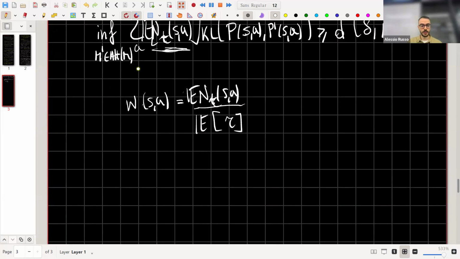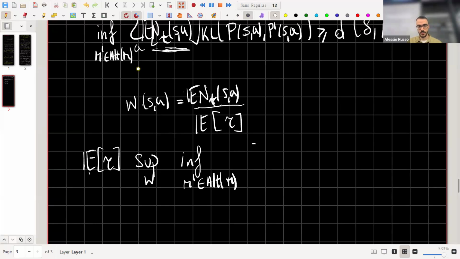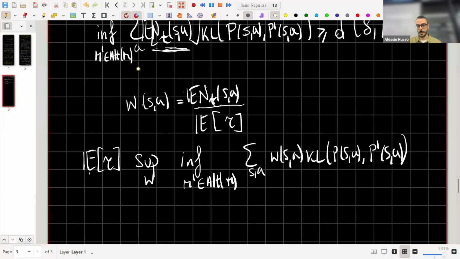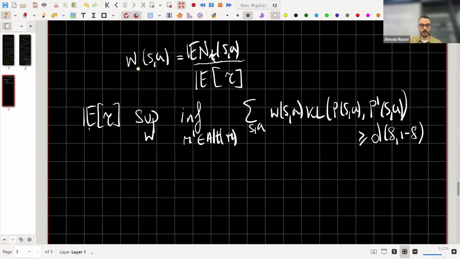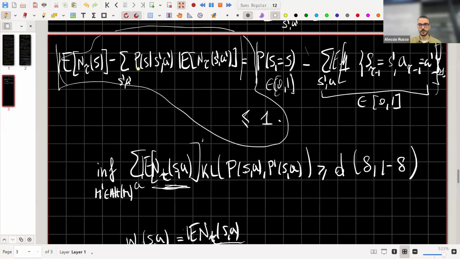So concretely, we have the supremum over W's, infimum over M prime that belongs to a set of alternatives, sum over SA, W_SA, KL of P_SA and P prime SA, lower bounded by the Bernoulli KL divergence of delta and 1 minus delta, and the W's are subject to this constraint here.